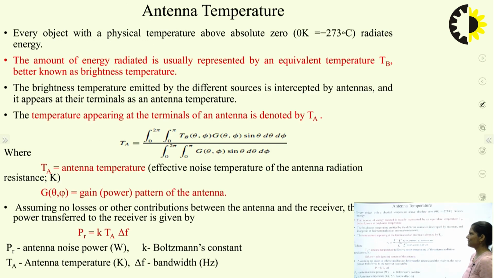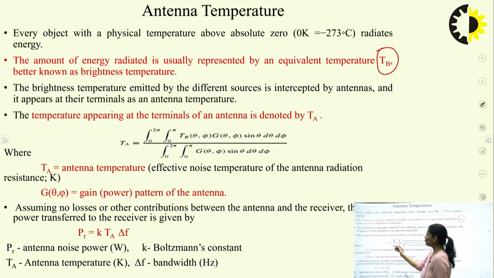Now antenna temperature. Antenna temperature is also affected by noise, meaning if there is antenna temperature in the antenna, then there is some noise in the antenna also. Every object with physical temperature above absolute zero radiates energy. The amount of energy radiated is usually represented by an equivalent temperature, represented by T.